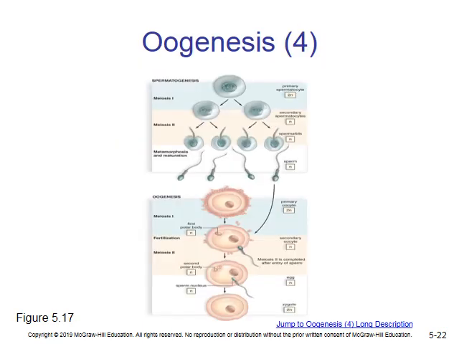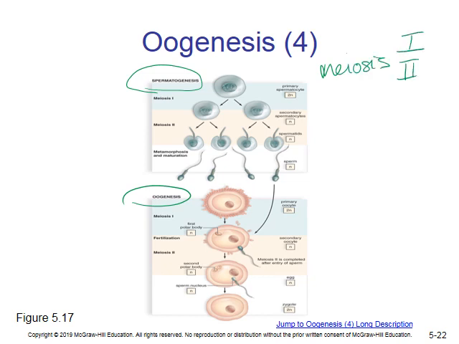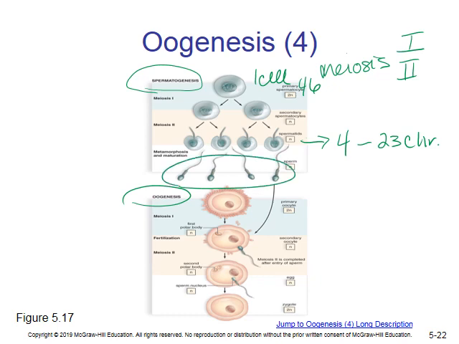I wanted to show you a quick difference between spermatogenesis and oogenesis. So this is still meiosis. We're still talking about meiosis. We're still talking about 2 divisions. But I want you to see that you start with one cell that has 46 chromosomes, and you end up with 4 cells that have 23 chromosomes. And you create 4 sperm.